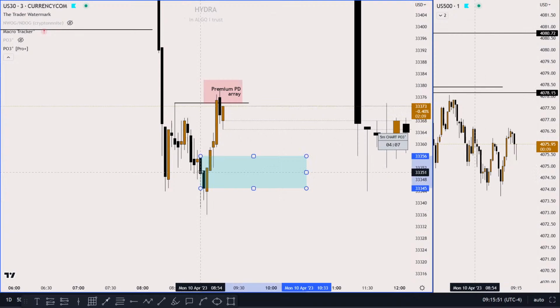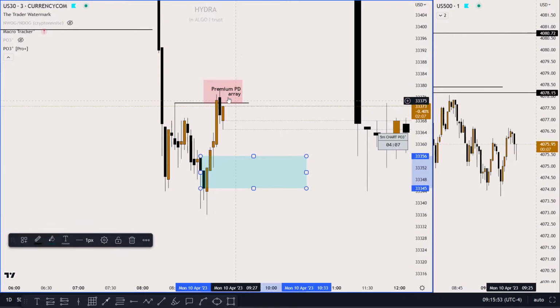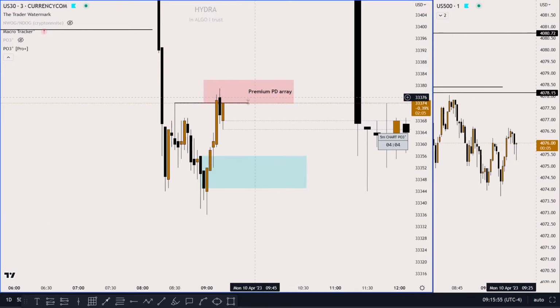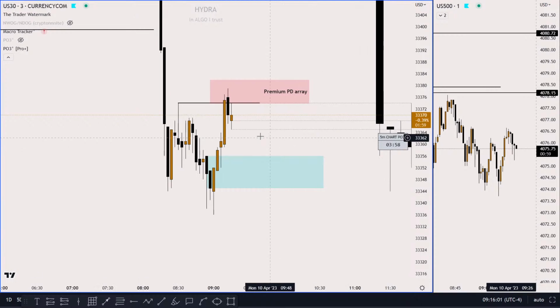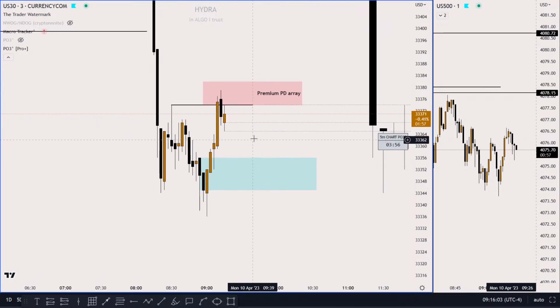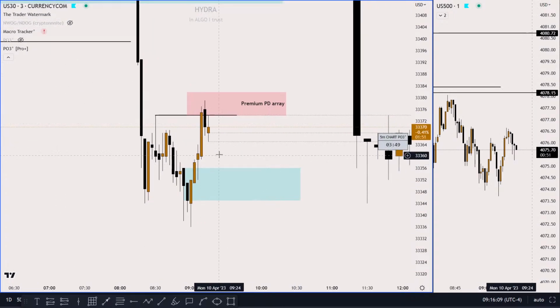Okay, so for the people who see a different trade idea right here, you can carry on with your trade idea. I'm not interested in what you are doing. I'm only interested in what I'm doing. I do not care if you are taking a trade with another concept. Me personally, I'm only gonna take trades with breaker block.